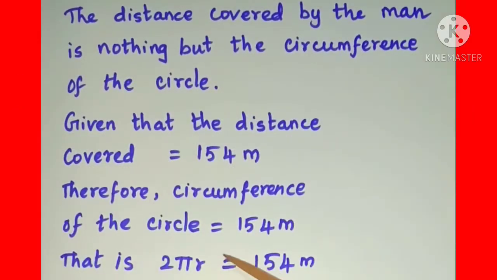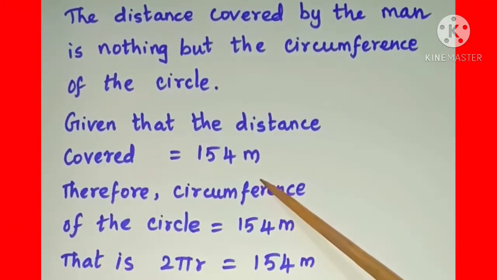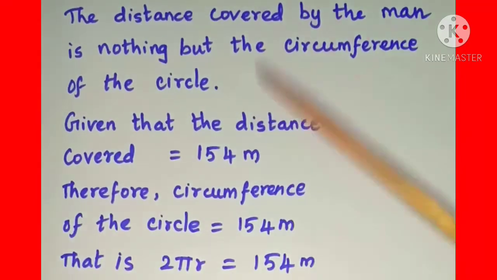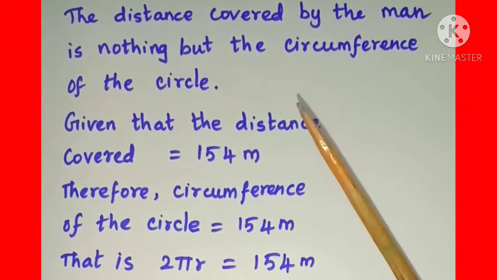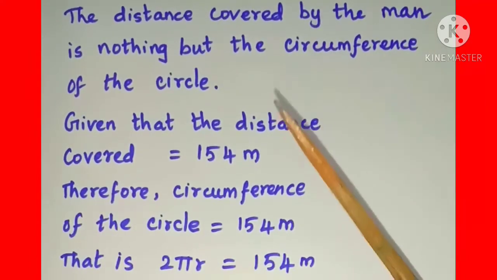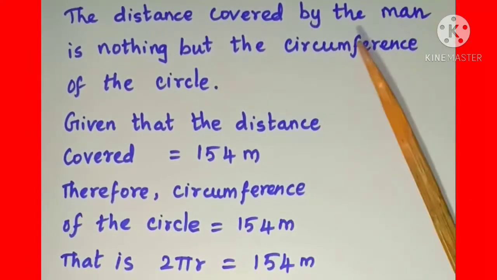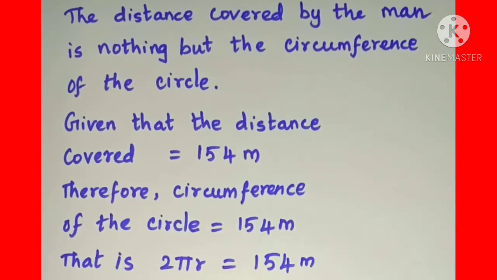Students, a gardener walks around a circular park, a distance of 154 meter. If he wants to level the park at the rate of rupees 25 per square meter, for 1 square meter he has to pay rupees 25. And how much amount will be needed for the complete circular park?